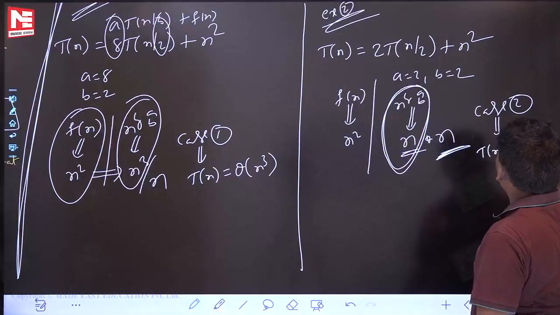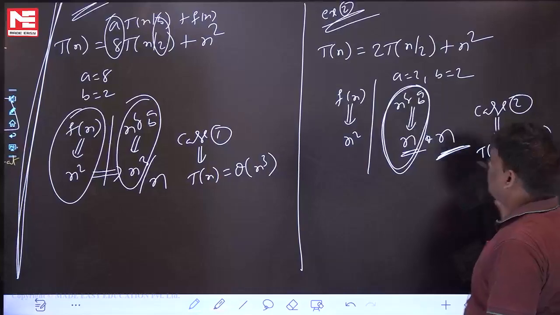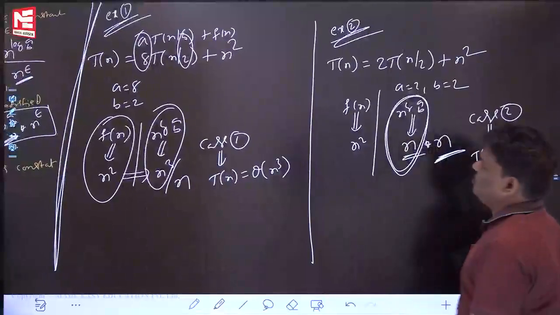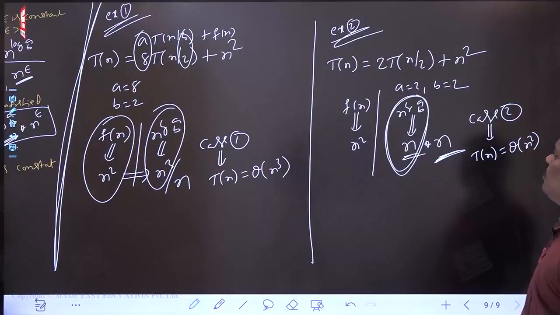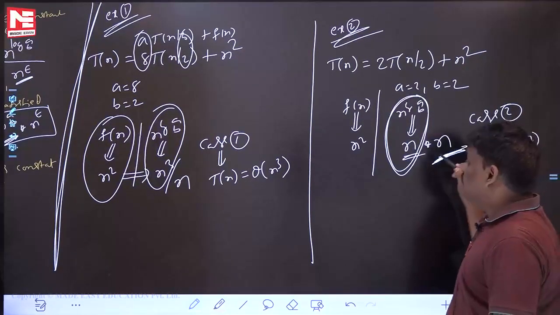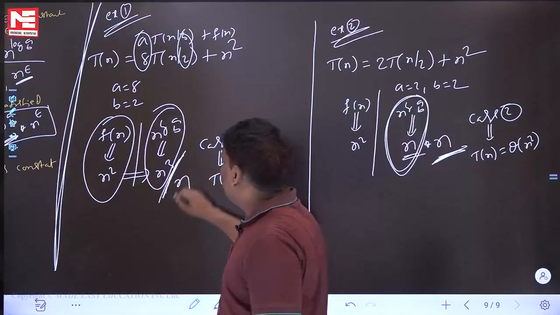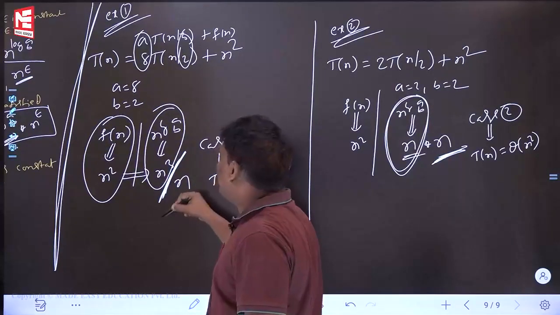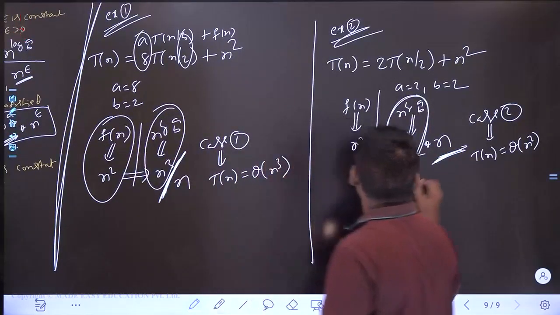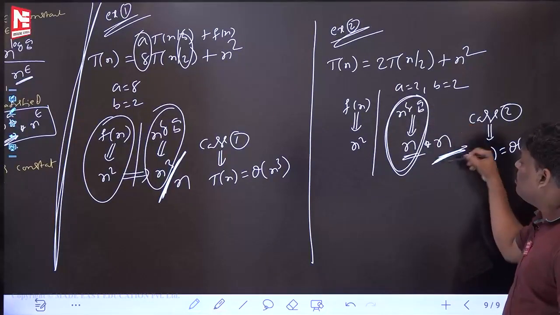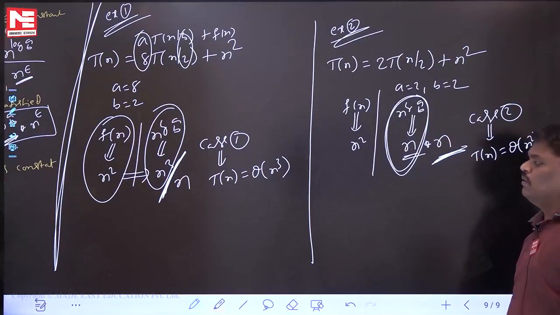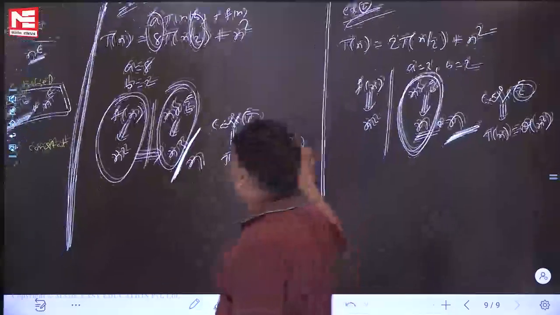T(n) is equal to theta of n square. Whoever is bigger, that is the answer. That is case 2. Just compare f of n and n power log a base b, that's it. See, here I multiplied, here I divided. Why did I divide here? It is bigger, that is the reason I divided, so that both are equal. Why did I multiply here? It is smaller. I multiplied so that both are equal. Fine. I am thinking that you are really okay.